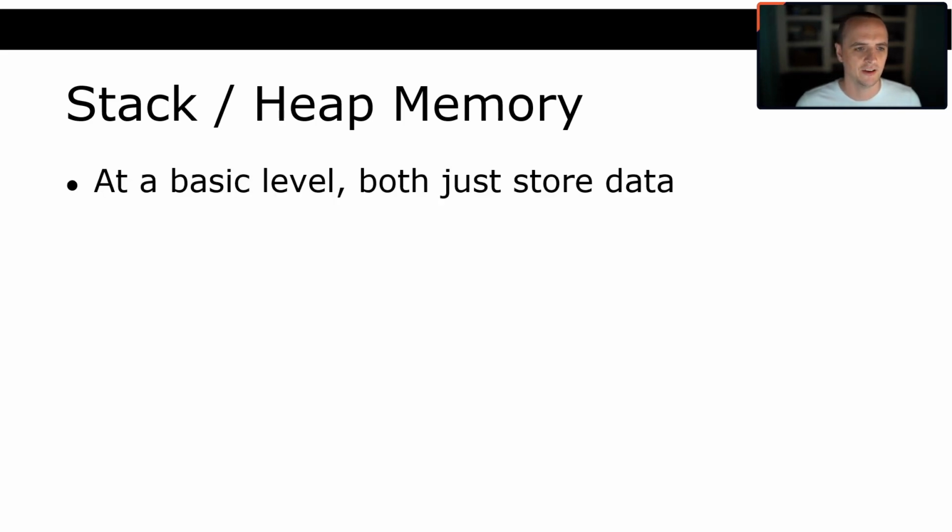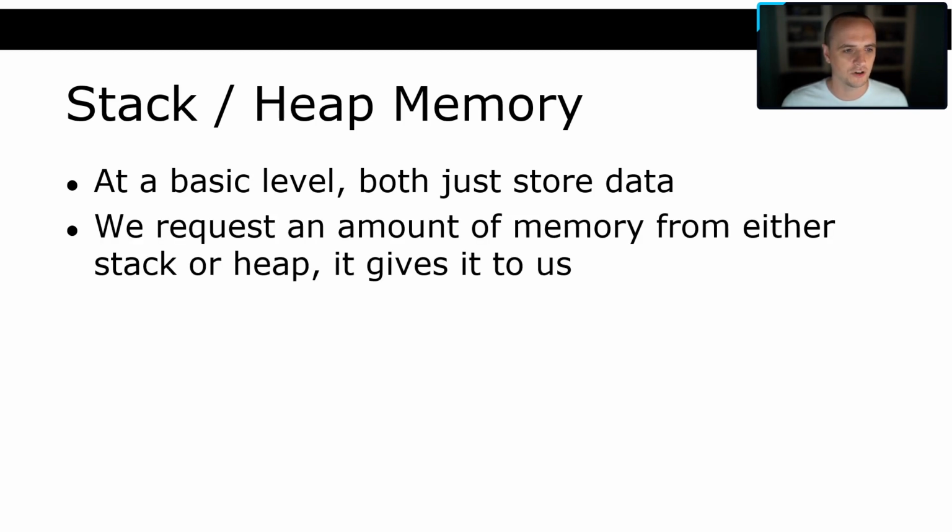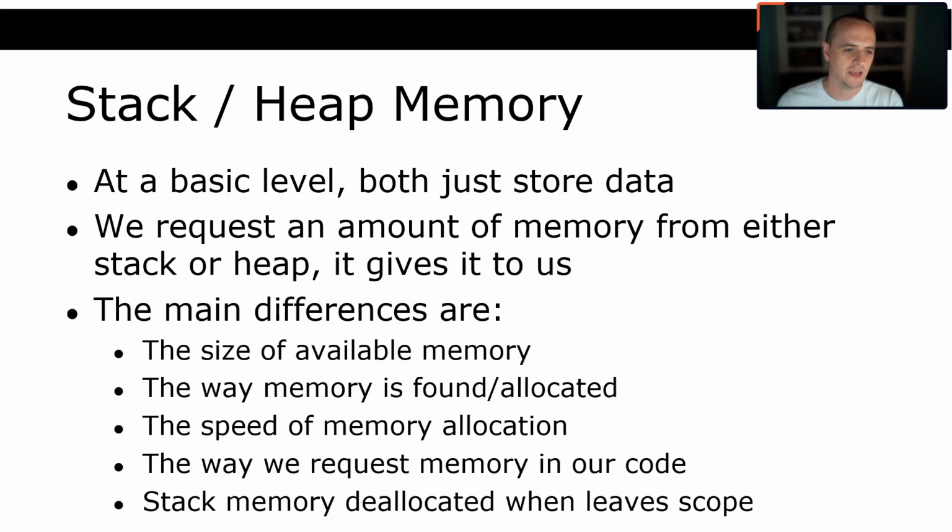So, stack and heap memory. At a basic level, they're both just memory. They can store the same data, right? You're just storing bits in memory. In the running of our program, we're going to request some amount of memory either from the stack or the heap, and it's going to let us use that memory if there's enough memory available. So the main differences between stack and heap memory is, first of all, the size.